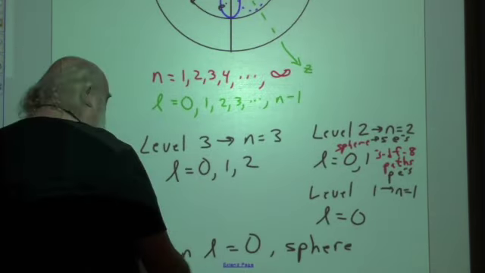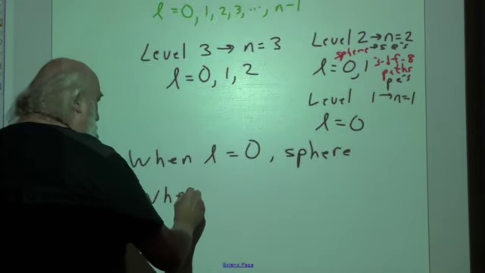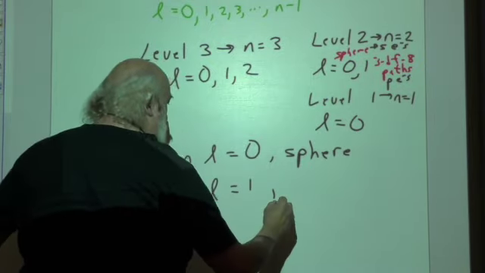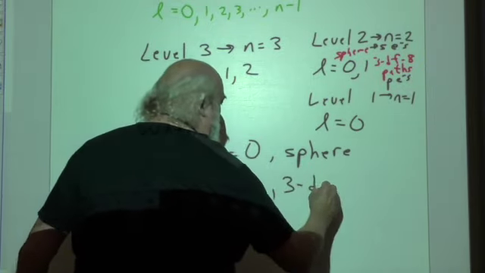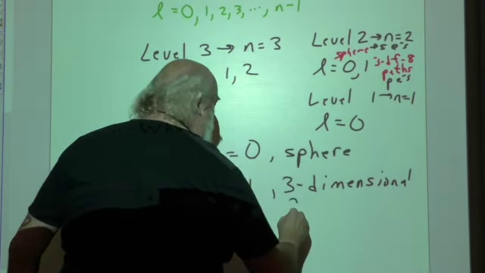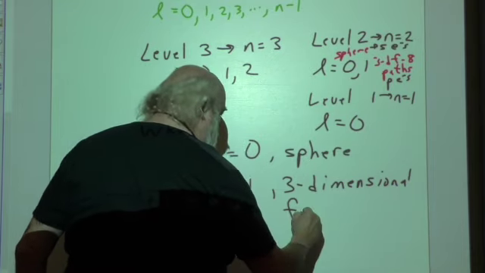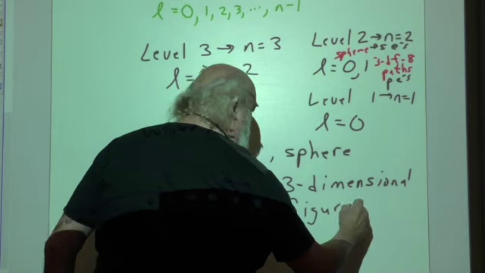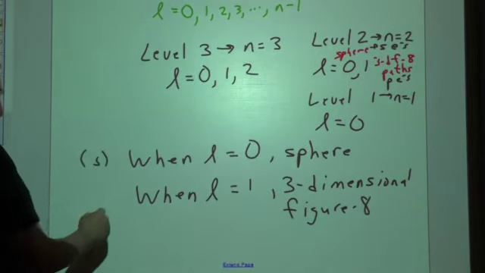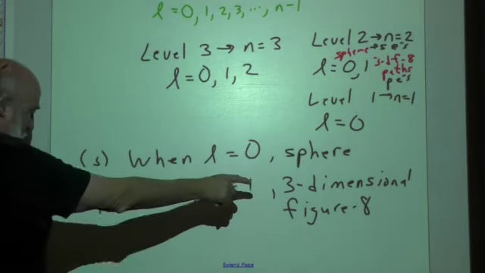So in this particular case, when L equals 2, okay, let me finish this thought here. When L equals 1, this is a three-dimensional figure 8 path. And we call these s electrons when L equals 0, and we call these p electrons when they travel in that shape, right? Whenever L equals 1.